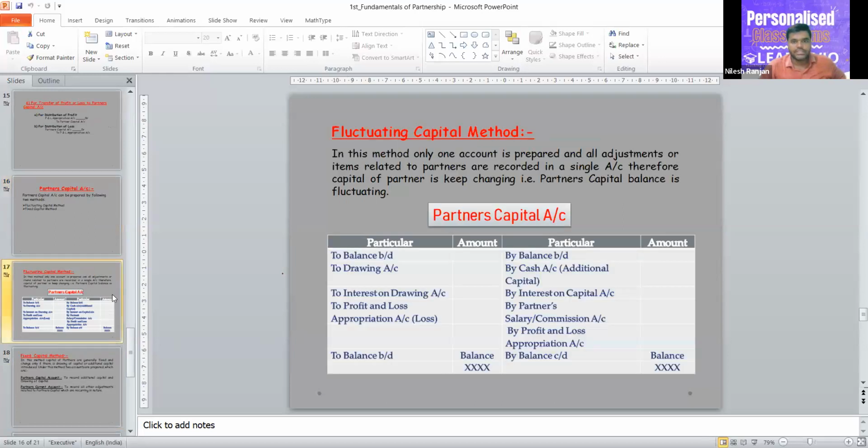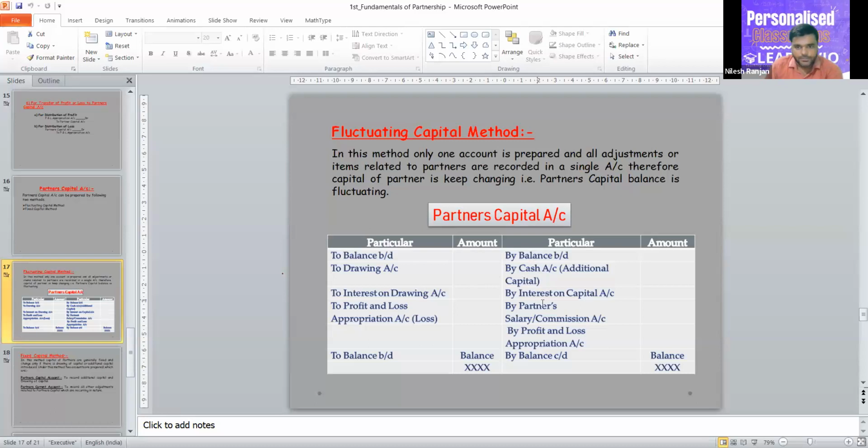So you can see the format here. Fluctuating capital method. In this method, only one account is prepared and all adjustments or items related to partners are recorded in a single account. Therefore, capital of partners keeps changing. That is, partners' capital balance is fluctuating. You can see all the items written here in a single account. I'm taking a screenshot. So this is our fluctuating capital method.